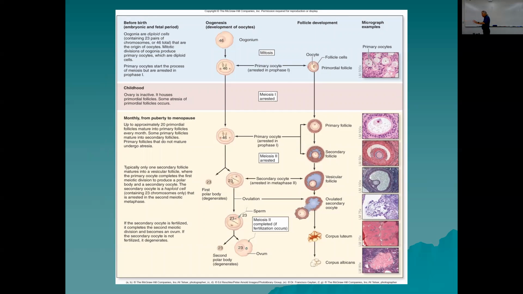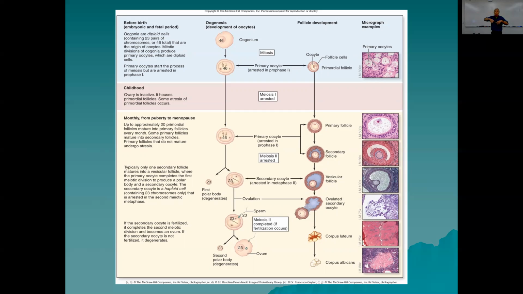And here is oogenesis on the left, follicular development on the right. So oogenesis is the development of oocytes, and this is essentially meiosis. And remember, all the oogonia are first arrested in prophase 1. They're selected at the beginning of the cycle, actually during the menstrual flow of one cycle.